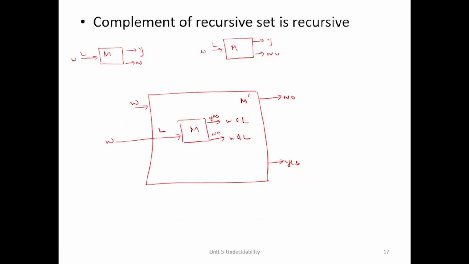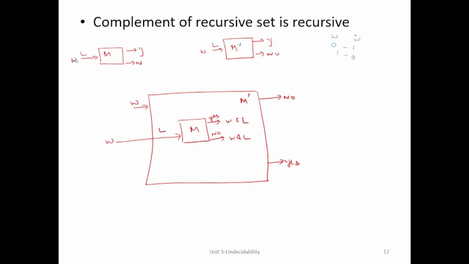And the third property: the complement of a recursive set is recursive. Complement means if the string is accepted by machine M, and if you consider M dash, here M dash is the complement of M. So if W is accepted by M, it will not be accepted by M dash. If W is not accepted by M, it will be accepted by M dash. That is the complement. What is the complement? 0 means 1, 1 means 0. So this is the complement.